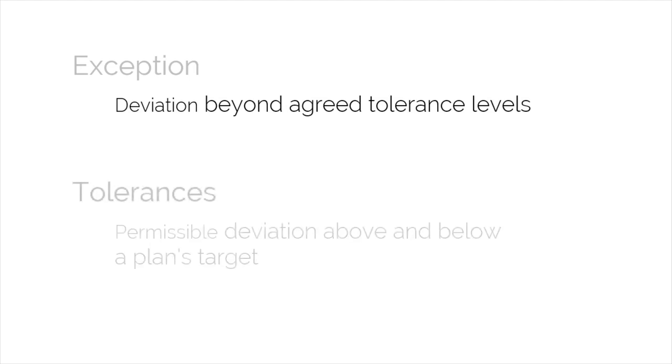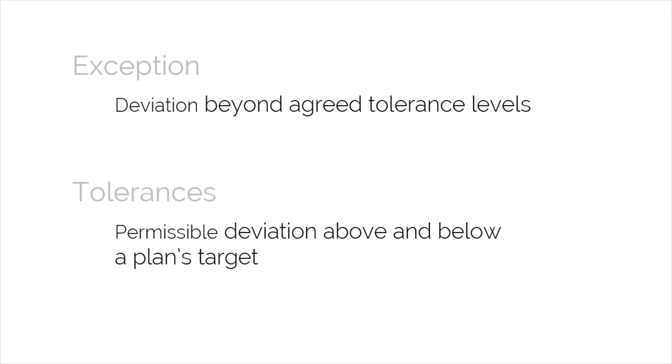So what are exceptions and tolerances? An exception is a deviation beyond the agreed tolerance levels. Now, tolerances are the permissible deviations above or below a plan's target for time and cost without escalating the deviation to the next level of management. If tolerances are not defined, there's no clear measure of discretion if things do not go as planned.